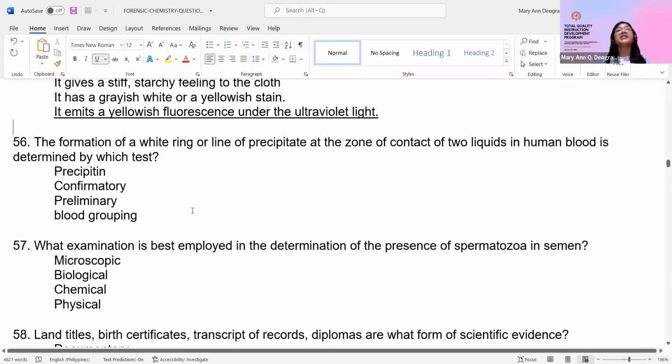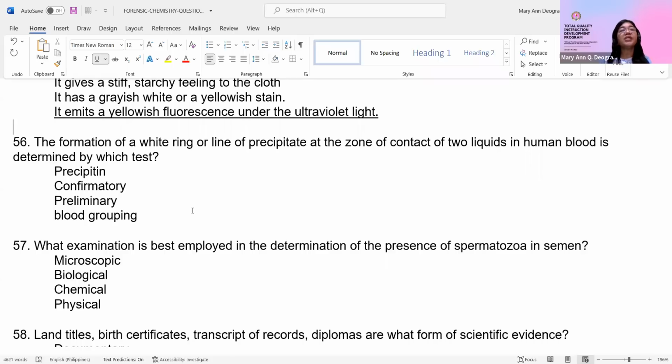Number 56. Ano sagot dyan? Madali lang yan. The formation of a white ring or line of precipitate at the zone of contact of the two liquids in human blood is determined by this test or by which test? Ano sagot?